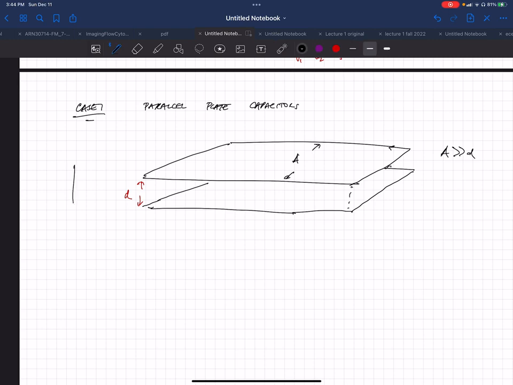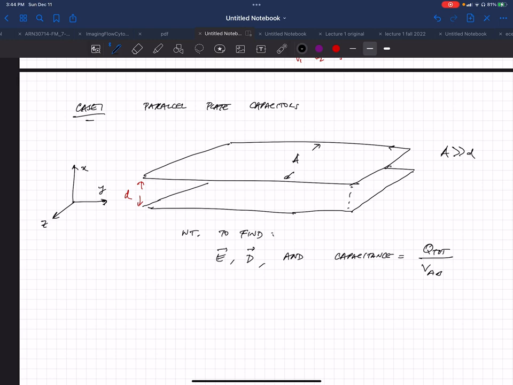Let's put this in a coordinate system where the distance between the two plates is x in the x direction, and the plates are in the y direction. We want to find the electric field, the electric flux, and the capacitance, which we know is defined as Q total over the voltage between A and B.